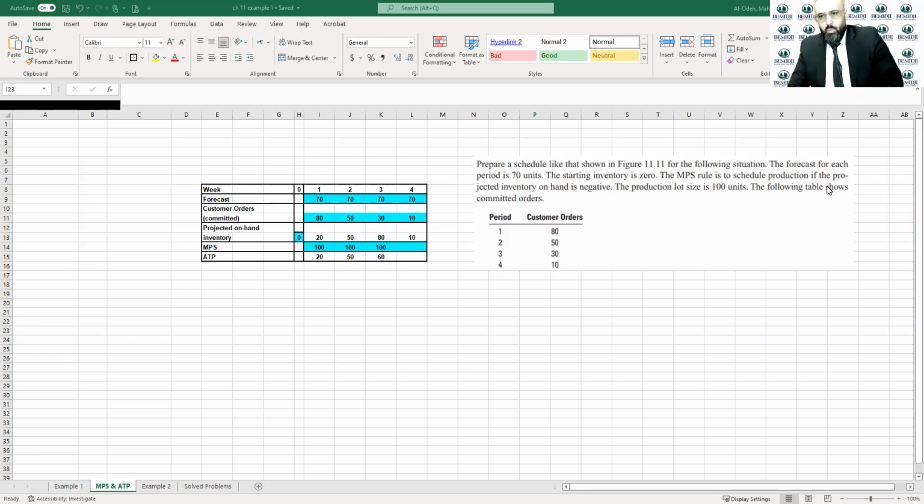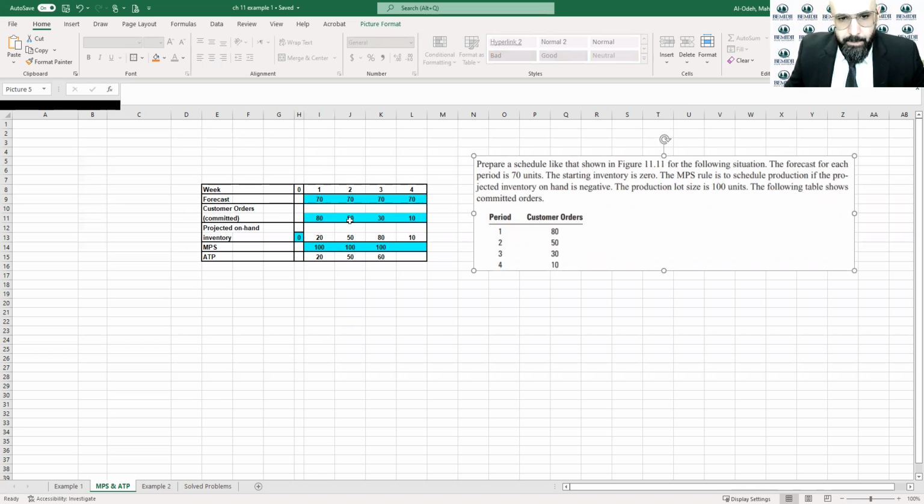All right, let's go ahead and walk you through this table here. What we have to do first is list down the 70 units on each period: 70 for period 1, 2, 3, and 4. And now for the committed orders, which is the customer orders, according to this table given to you here, we have 80, 50, 30, and 10.